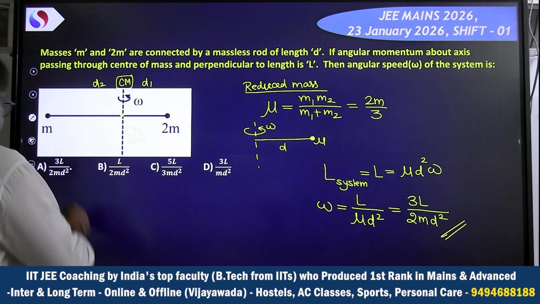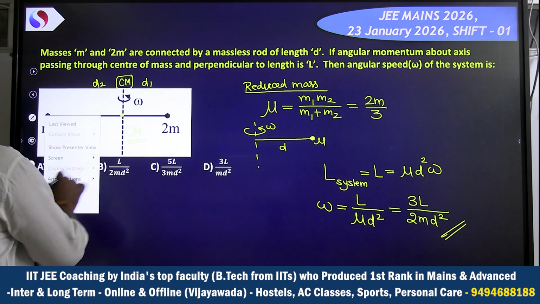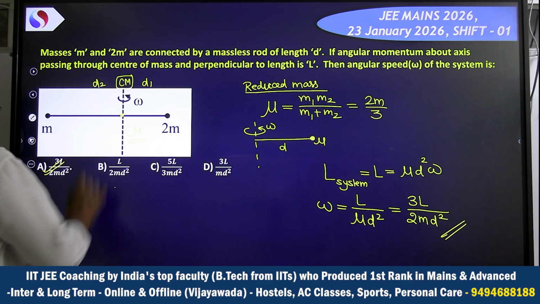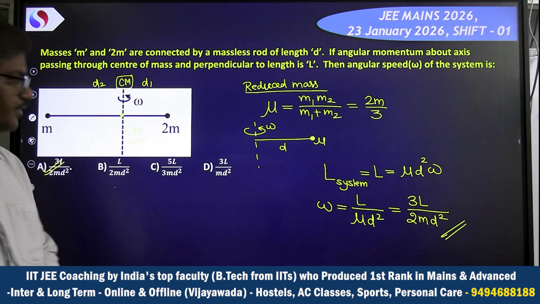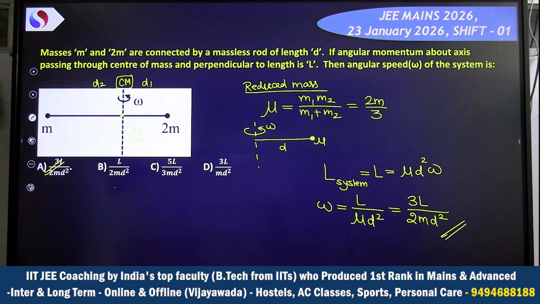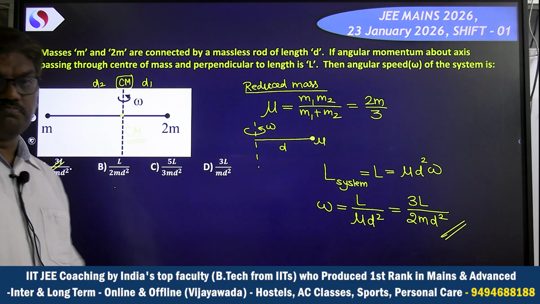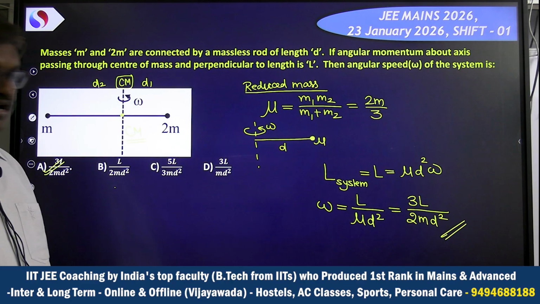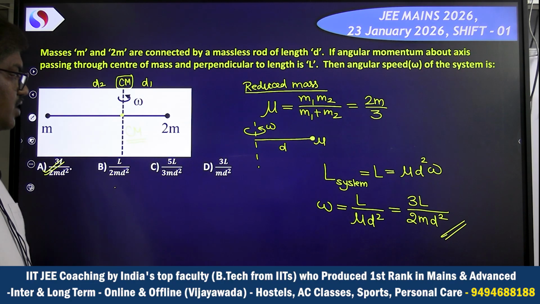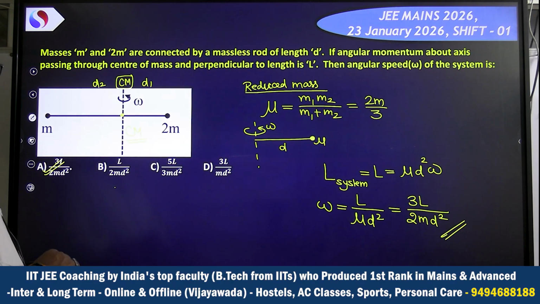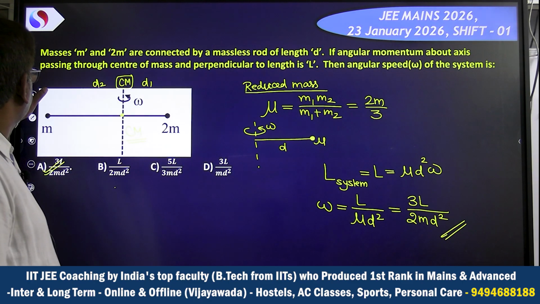3L by 2m d square. Again, we are going with option A. Option A. Alright. So this concept is really very well worked for you and saves your entire time. How quickly you can do this question? It's very easy. Concept of reduced mass. Okay. Move to the next one.